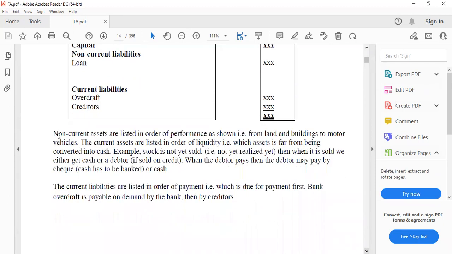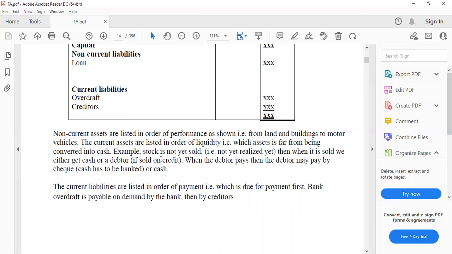So what are we saying? We are saying that non-current assets are listed in the order of performance as shown, from land and building to motor vehicles. The current assets are listed in the order of liquidity. Liquidity in the sense that they can be converted to cash. How liquid an asset is: it can be converted to cash very fast. Which asset is far from being converted into cash? So you start with the asset that is most liquid.